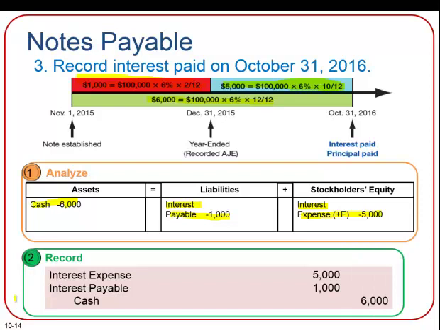Expense is going to be debited and increased. Payable will be debited and decreased, and cash will be decreased also with a credit.